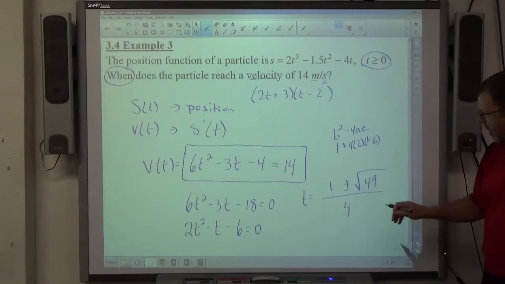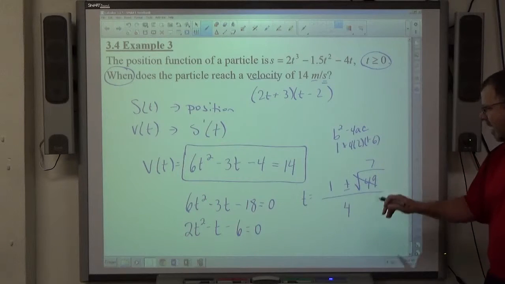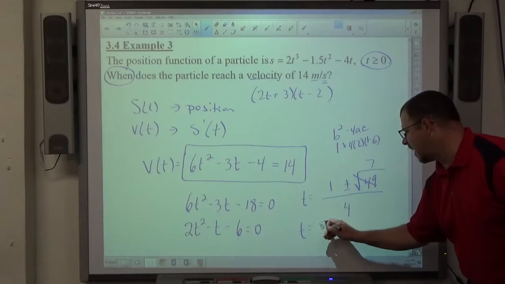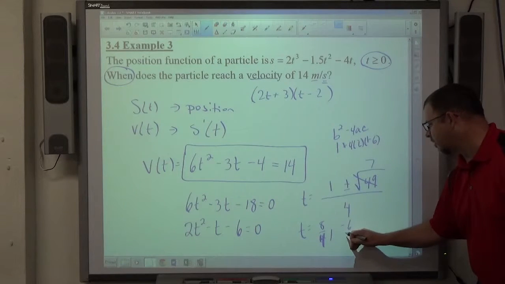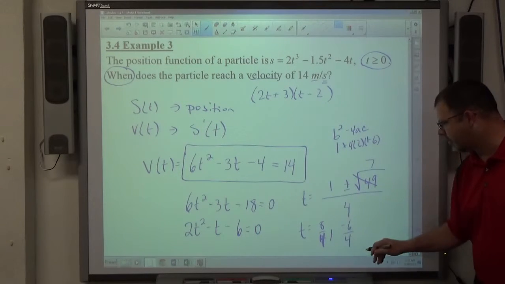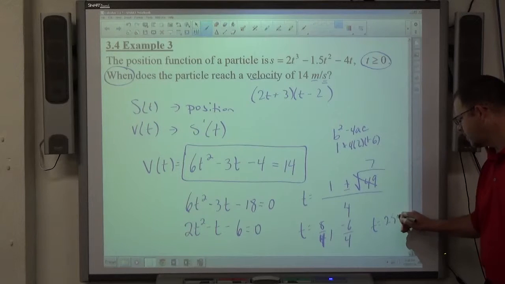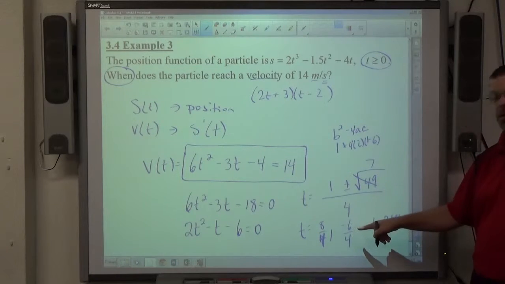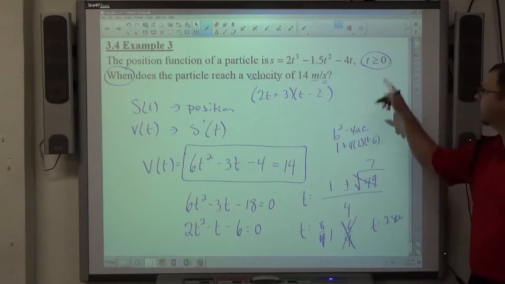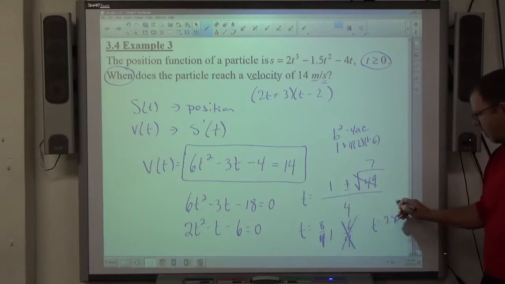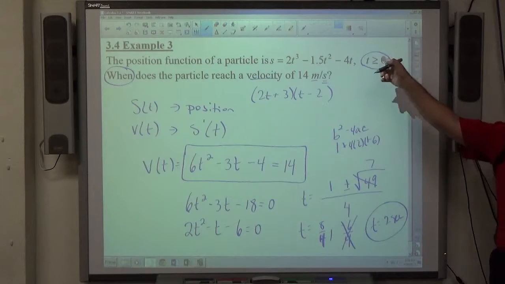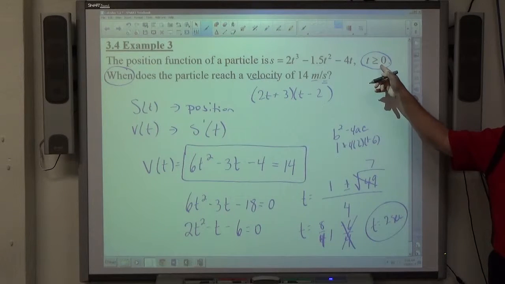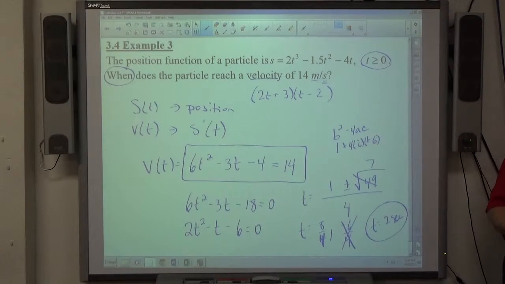So 1 plus or minus the square root of 49, and the square root of 49 is 7. 1 plus 7 is 8, and 1 minus 7 is negative 6. 8 over 4 is equal to 2. Negative 6 over 4 is negative 3 halves, but t is greater than or equal to 0, right? So the only answer that's going to work for us is 2 seconds. At 2 seconds, the velocity is going to be exactly 14 meters per second.